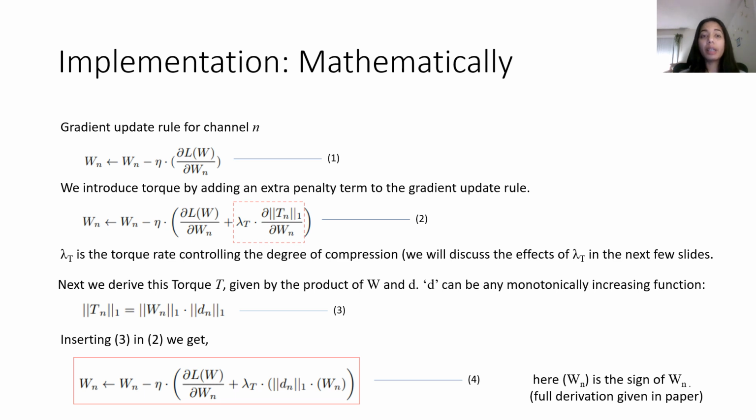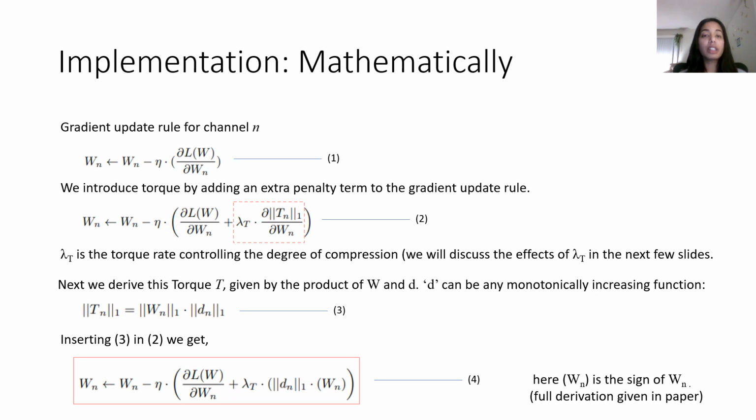Mathematically, we look at the gradient update rule for channel n, which is described by equation 1. We introduce torque by adding an extra penalty term on the gradient update rule. As you can see, it is highlighted in the red box in this equation number 2. Lambda t is the torque rate controlling the degree of compression, and we will discuss the effect of lambda t in the next few slides.